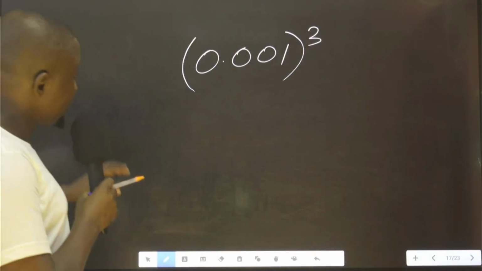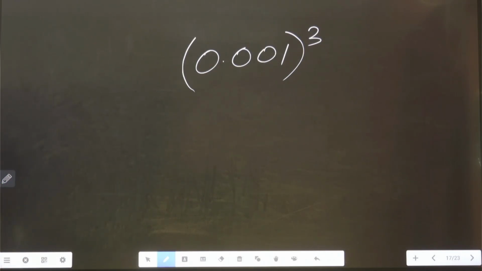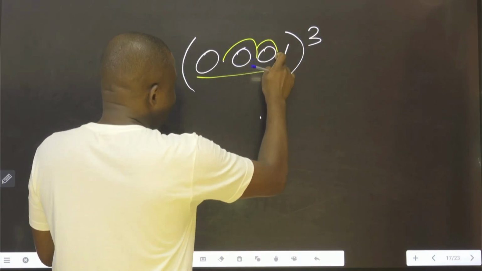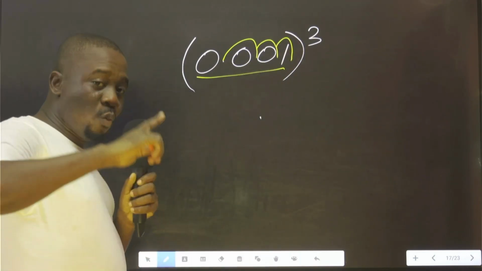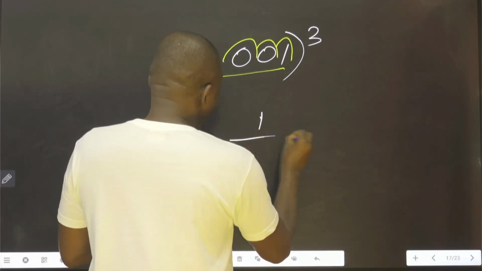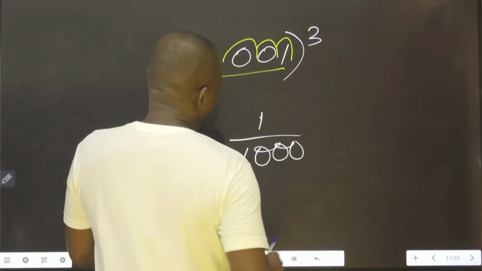Next, this. What is the meaning of this? This means put this here, you put this here, you put this here. How many times? 1, 2, 3. That is 1 over 1,000.